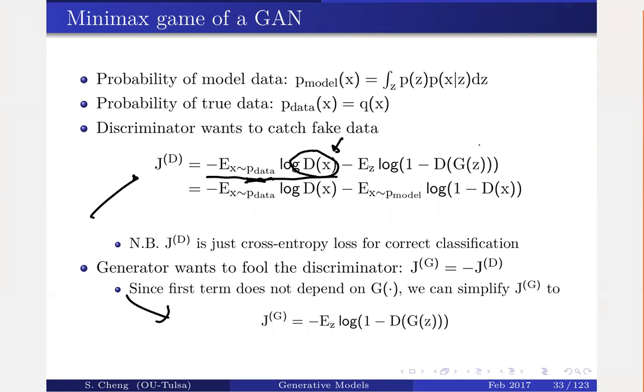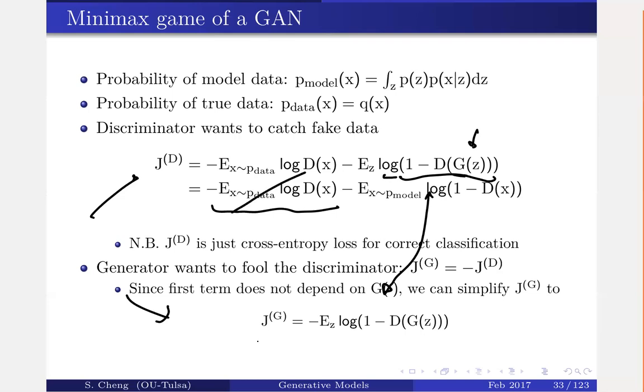On the other hand, if the data is fake, then we want to maximize this, basically maximize one minus D, or minimize minus log one minus D. And the generator loss will be just the exact opposite of the discriminator loss. But because the generator doesn't have control of this part, it can only control the generator G here, we can omit this part.